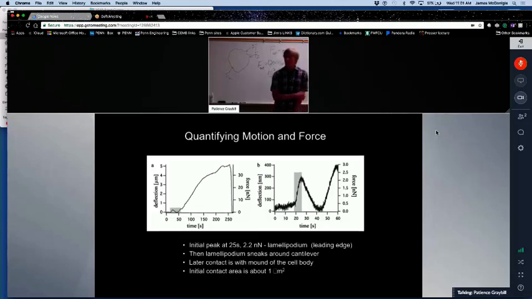So the basic finding is that initially just a small part of the cell is making contact with the cantilever, and we're not generating huge forces. But later on, we get forces on the order of tens of nanonewtons.